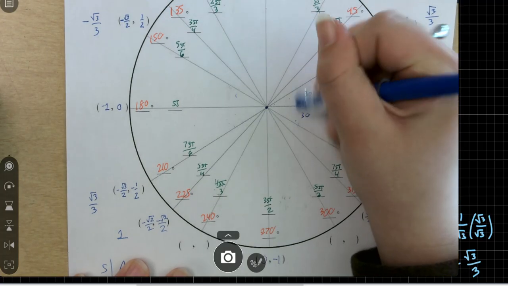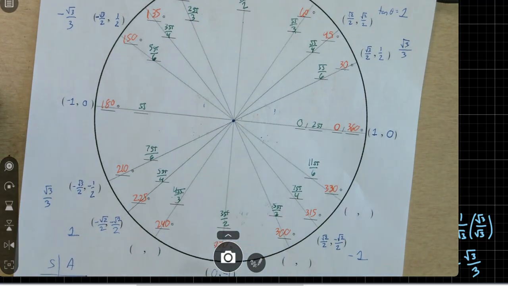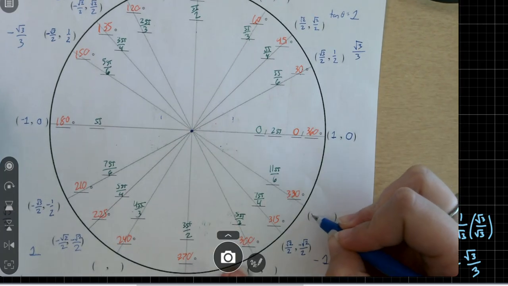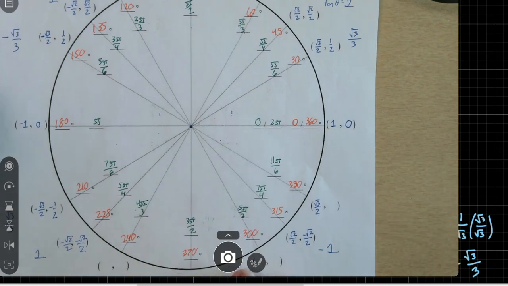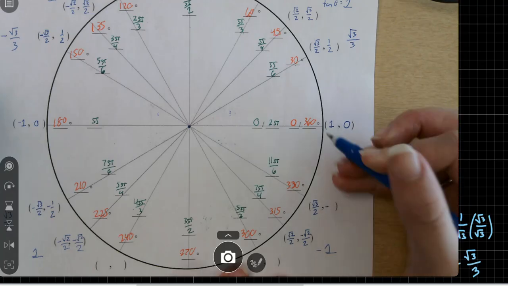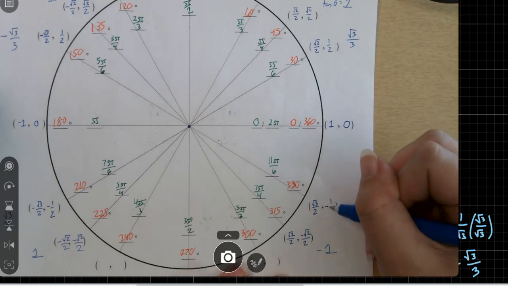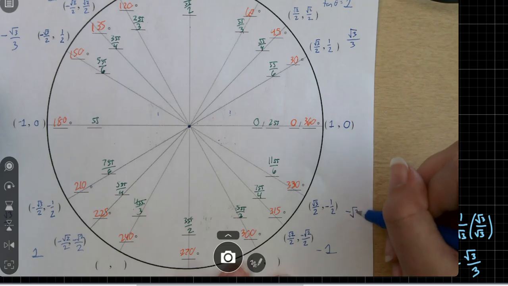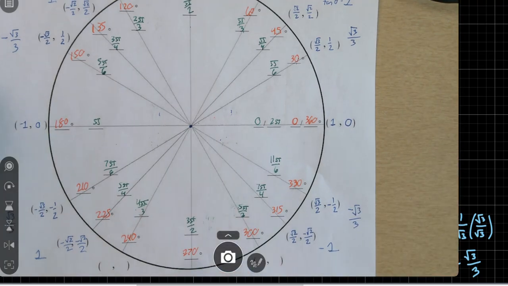Okay, I'll do the last one. I should be at 330 degrees. I'm going to have a positive cosine of square root of 3 divided by 2. And then my sine is going to be negative because I'm going down the y-axis. So negative 1/2. That makes my tangent negative. So negative square root of 3 divided by 3. Guys, we're almost done completing the unit circle. We got one more to do.